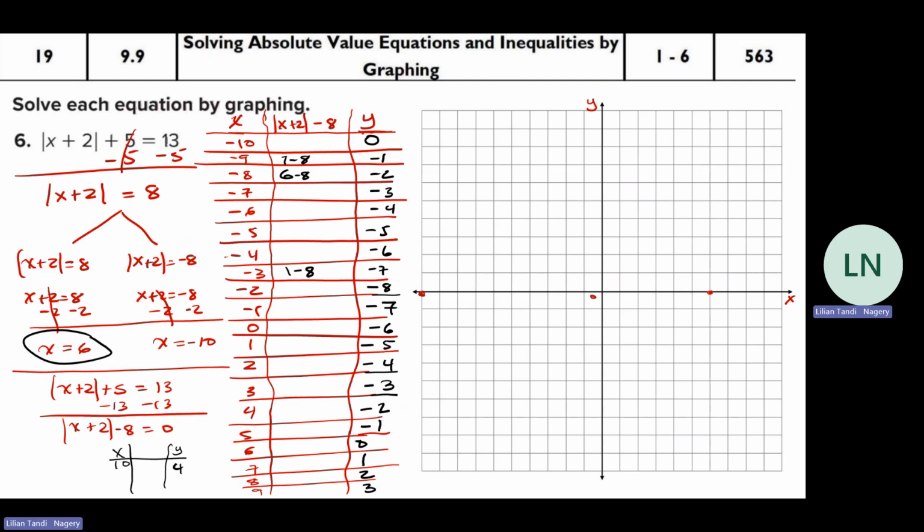Okay? So I plot my points. Negative 9 with negative 1. Negative 8 with negative 2. So I go by ones.